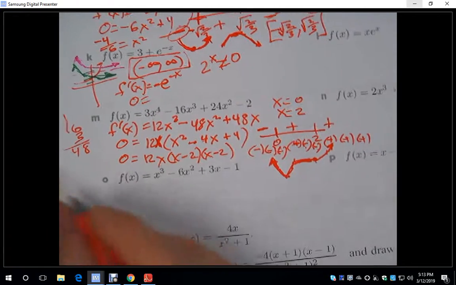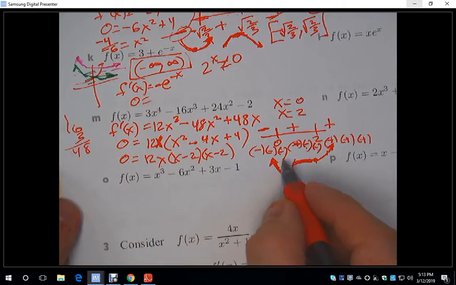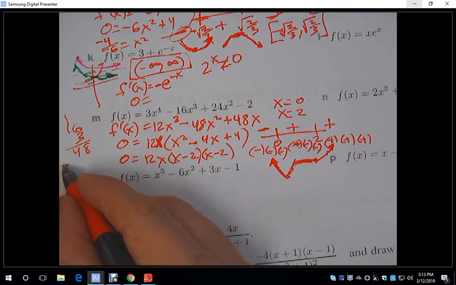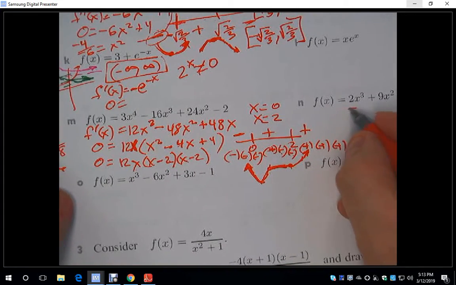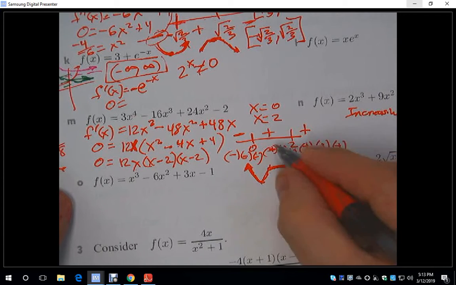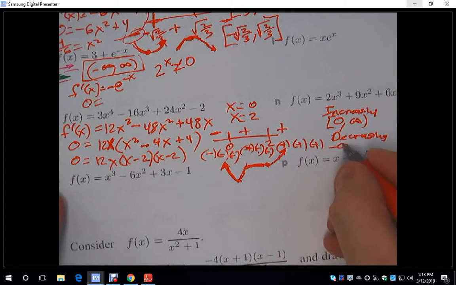So we are going to increase. Let's do increase first. We're increasing from 0 to, well, infinity. So for increase we have lots of room over here. So we are increasing from 0 to infinity. And we are decreasing from negative infinity to 0.